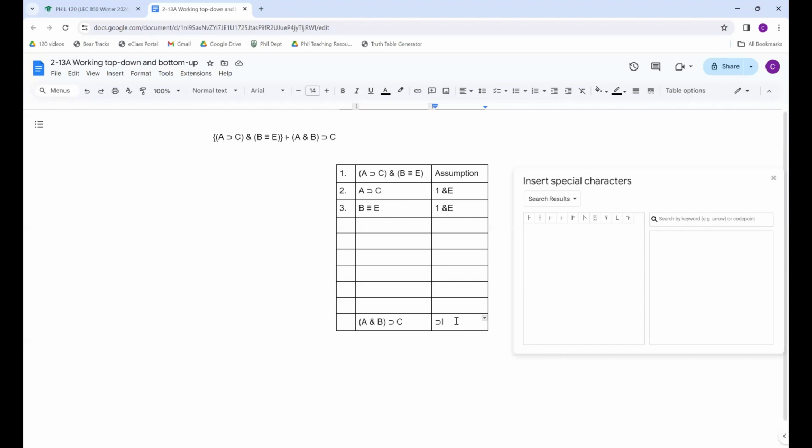You don't write in any line numbers yet because we don't know what line numbers we're going to get from. Those lines don't exist at this point. Then we're going to start writing in what we would need. So for conditional introduction to work, what you need is a subderivation that goes from the antecedent of the conditional to the consequent. So we'll draw in the basics of that subderivation.